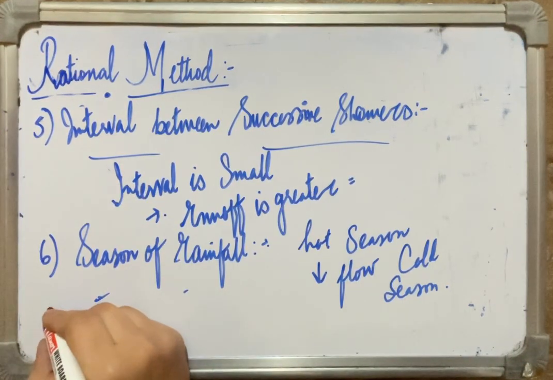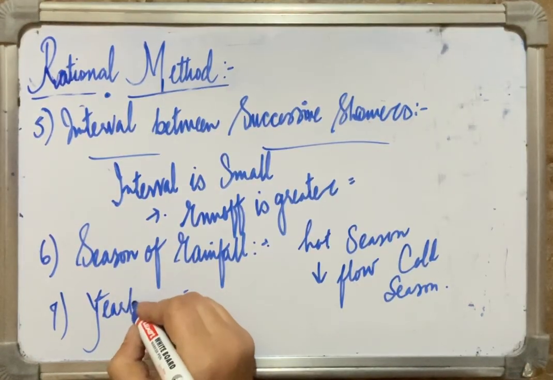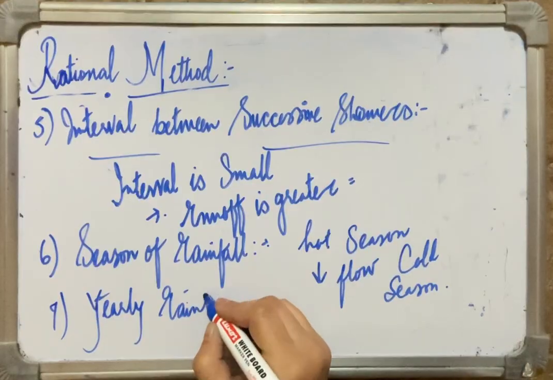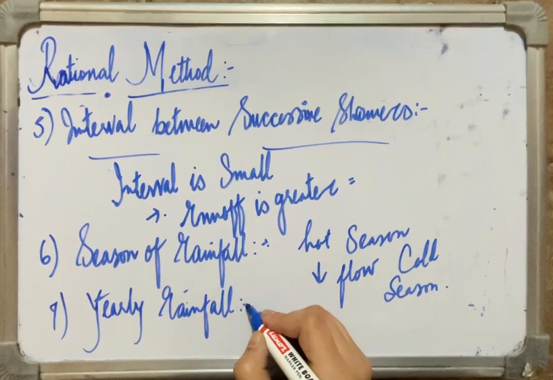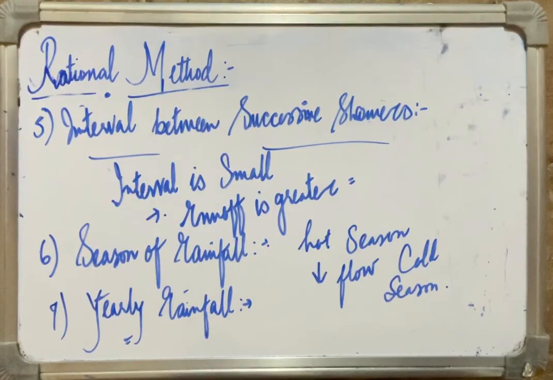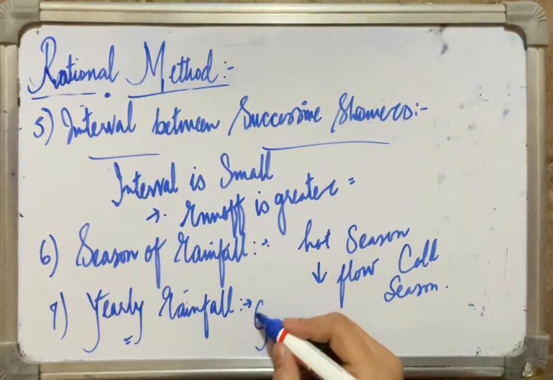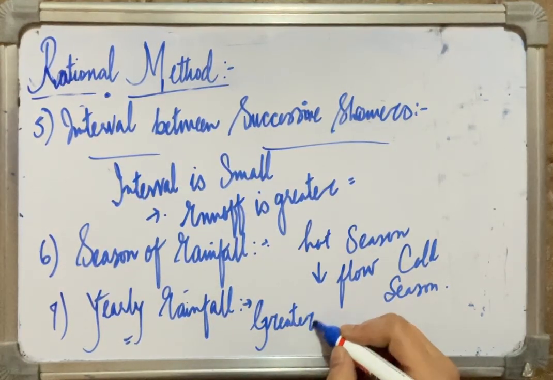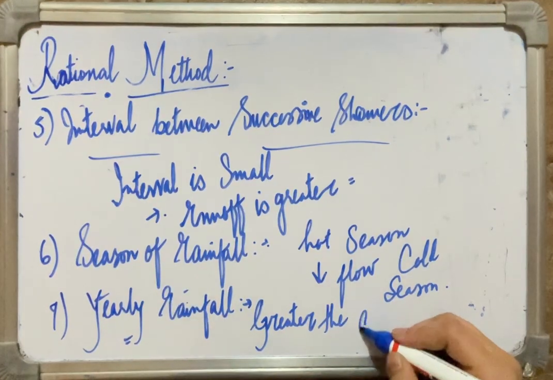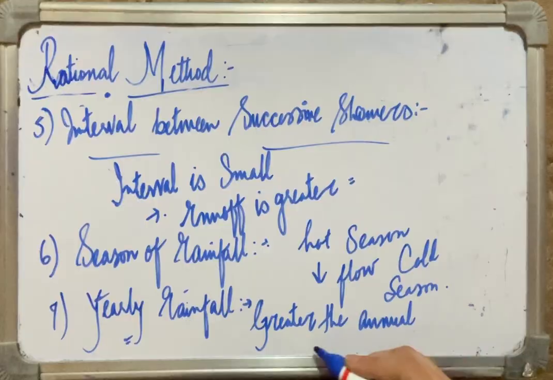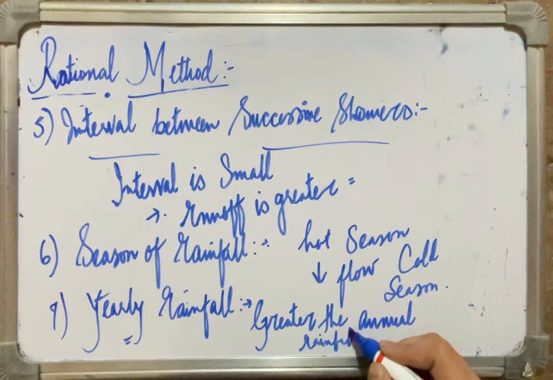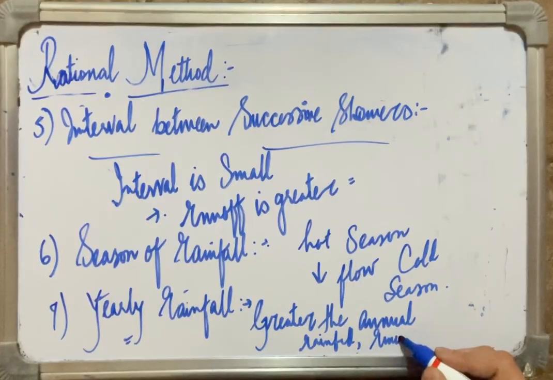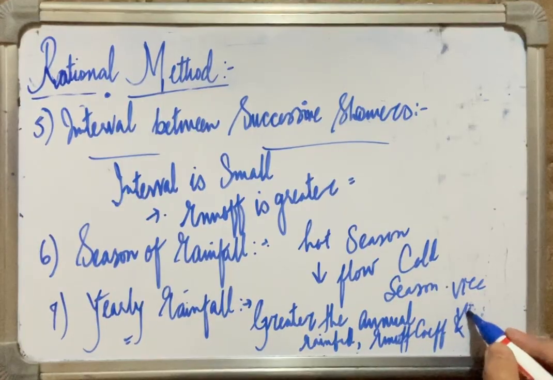Seventh one is yearly rainfall. This also affects our coefficient. The greater the annual rainfall, the greater will be the runoff coefficient, and vice versa. So the greater the annual rainfall, the greater the runoff coefficient, and vice versa.